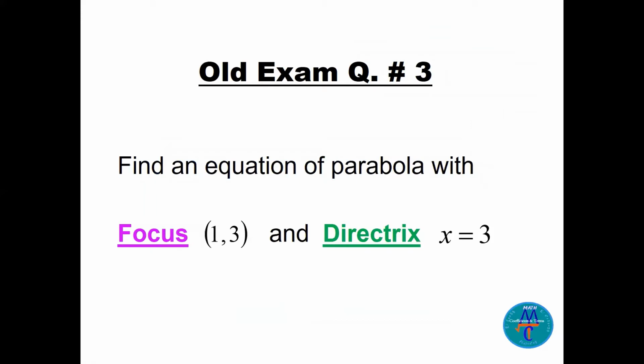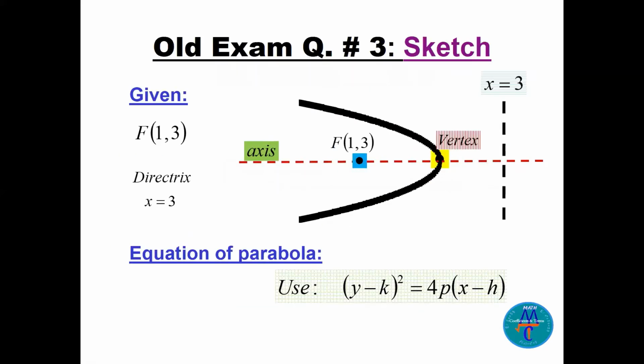Now, question number 3: find an equation of the parabola with focus (1, 3) and directrix x equals 3. So we have 2 givens. In this question, it's better to have a little sketch. So I sketched the focus (1, 3) there, and there is a directrix line x equals 3. We know the vertex will be at the midpoint between the focus and directrix. At least we know that the parabola opens to the left.